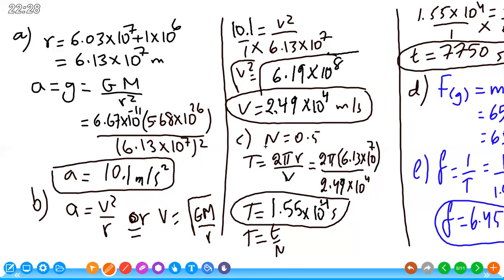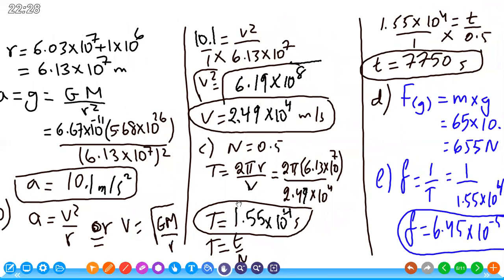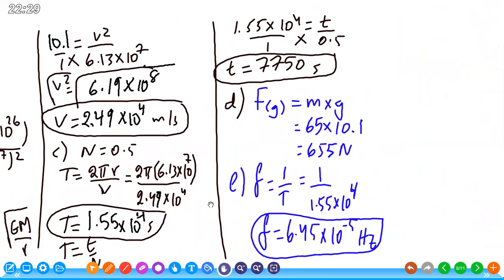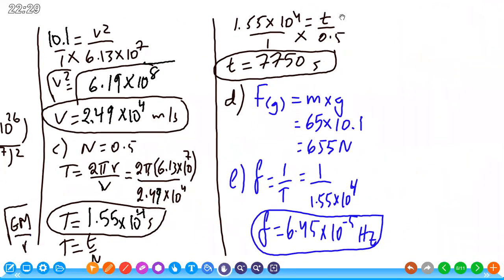Now part C, for half revolution, how long does it take? So first let me get the period, 2 pi r over V. I have everything. I get 1.55 times 10 to the 4 second. This is the period. But I want the time for half revolution. So remember we said period is equal to time over number of revolutions. And here we got the period, which is 1.55 times 10 to the 4, equal to the time over half revolution, which is 0.5. Cross multiply, I will get this number.